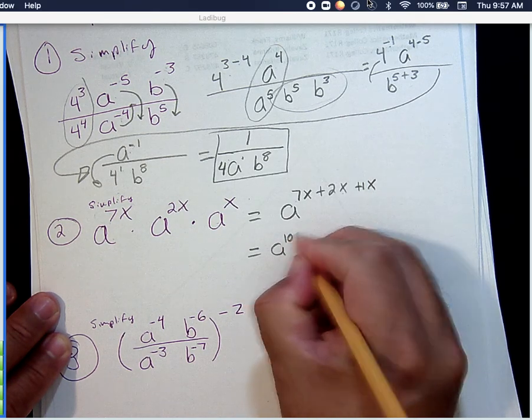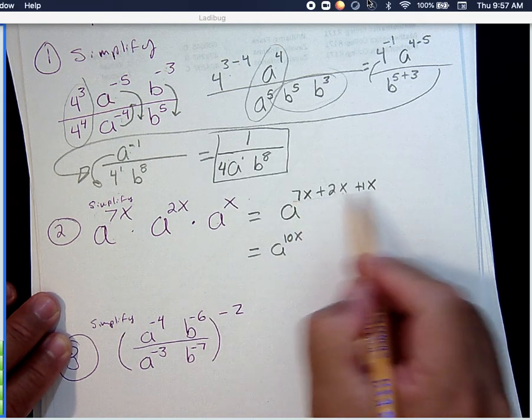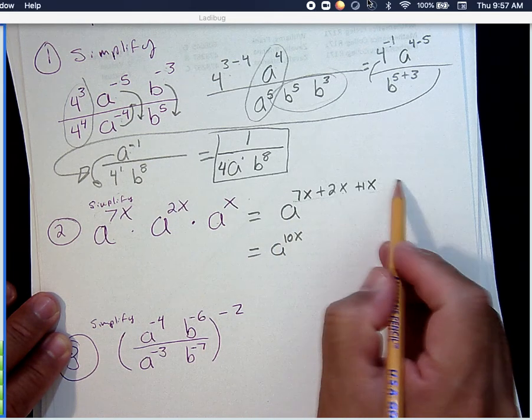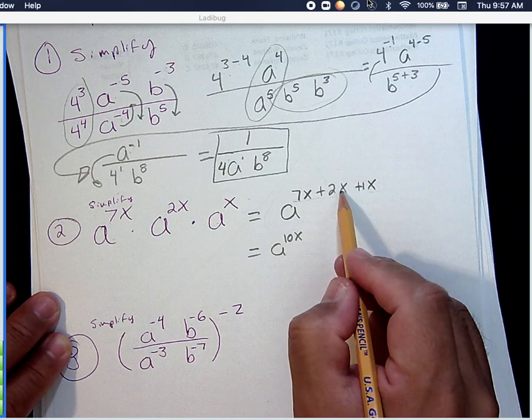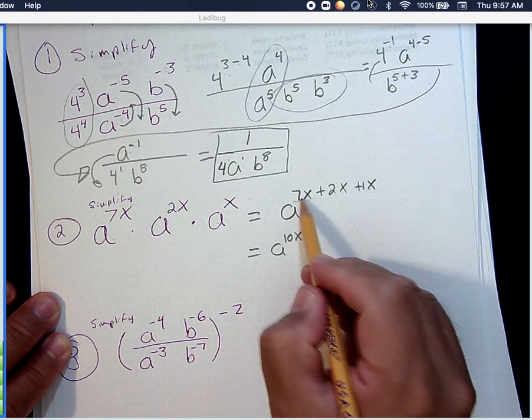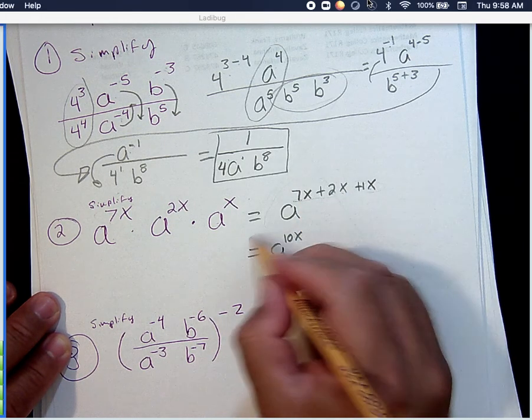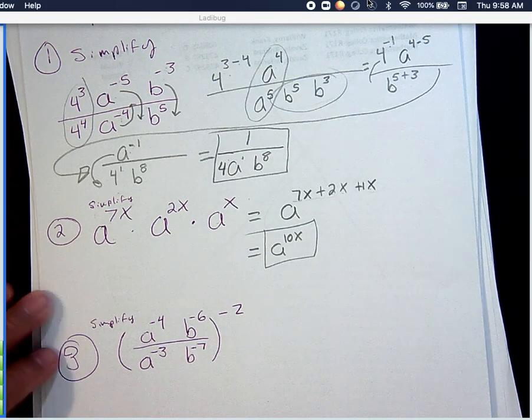So 10x. So you see, even though it's in the exponent part of this, you still apply the same skills, the same math. Don't think it's different. And that's the answer.